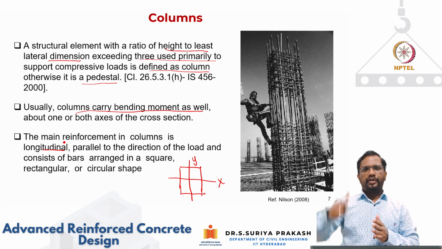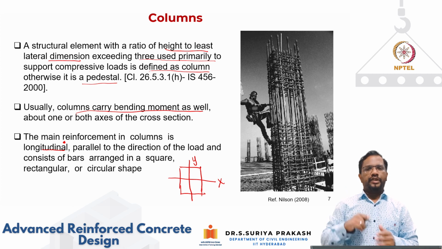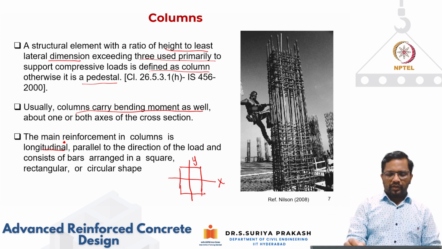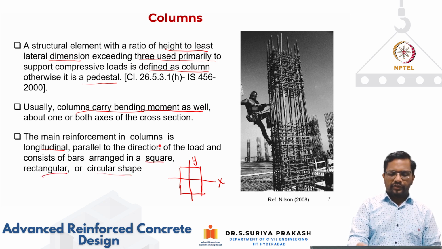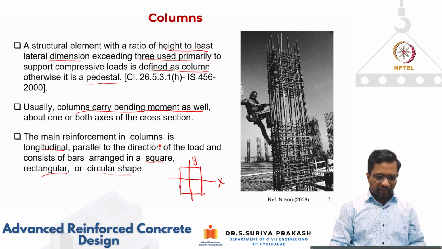So if we want to increase the bending moment capacity of a column cross section, we should increase the amount of steel provided in the column. Again, these bars can be arranged in a square, rectangular, or circular shape depending upon the cross section that you are dealing with.